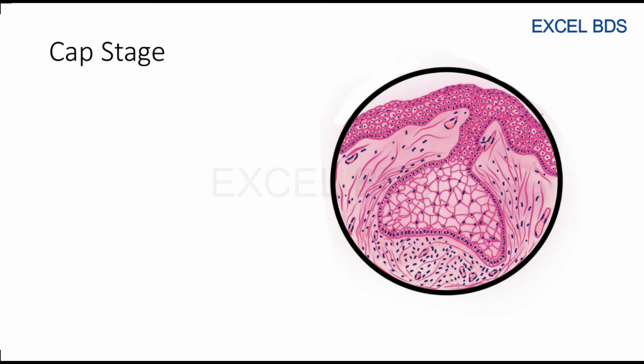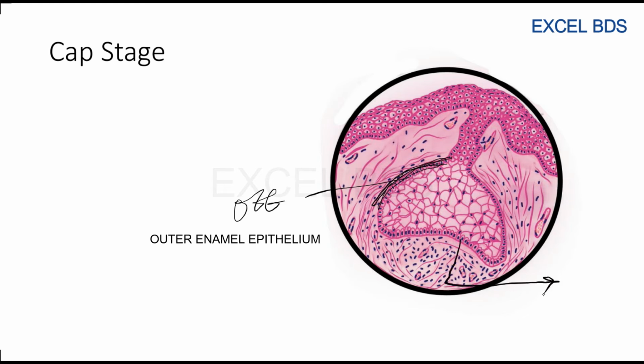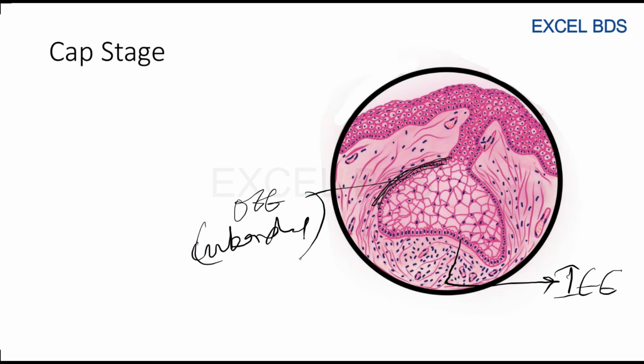And the cells which cover the convexity of this cap are known as outer enamel epithelial cells. And then the cells which cover the concavity of this enamel organ, the cap shape, are known as inner enamel epithelial cells. The outer enamel epithelial cells are cuboidal in shape, and the inner enamel epithelium cells, as you can see, are columnar in shape.